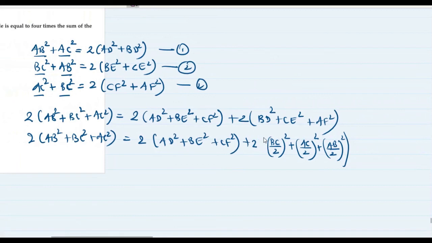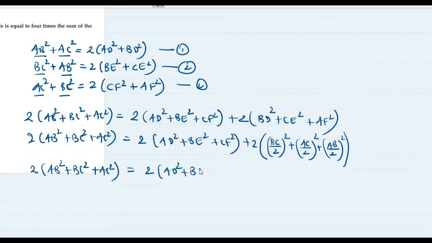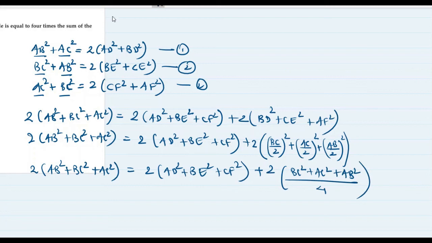Great. Now let's simplify. So 2 bracket AB square plus BC square plus AC square is equal to 2 bracket AD square plus BE square plus CF square plus 2 bracket BC square plus AC square plus AB square the whole by 4.